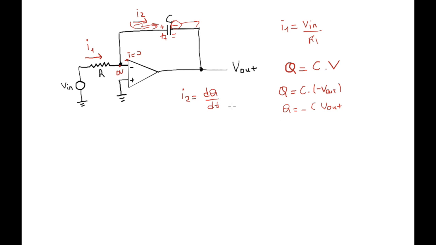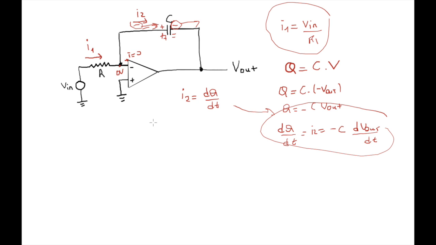So I need to take the time derivative on this equation. Then dq by dt, which is I2, is basically minus C, now the capacitance doesn't change as a function of time, it's constant, but the output voltage can change and will change, dV out by dt. Okay, so now I can combine these two equations, for current number 1 and current number 2, because I know that it has the same value, I1 should be equal to I2. And from here I can write V in over R1 equals minus C times dV out by dt.